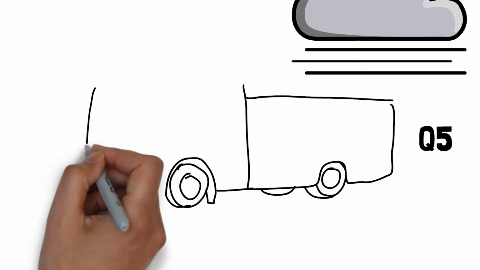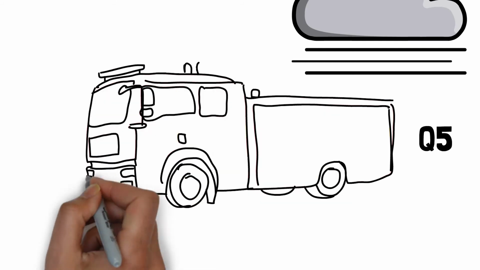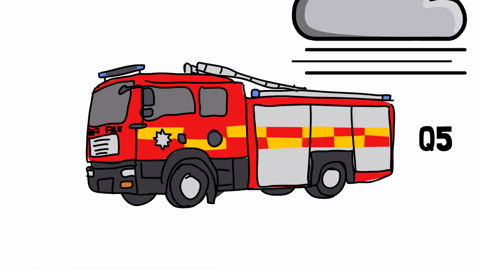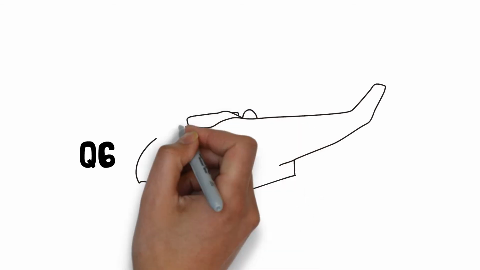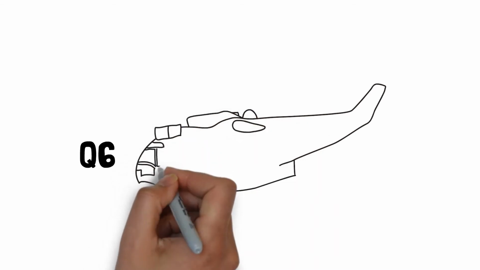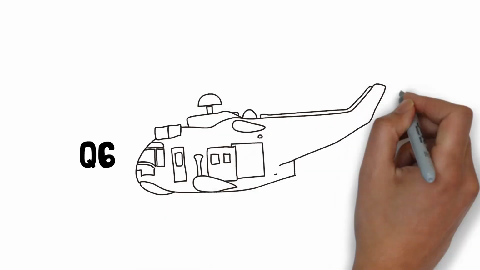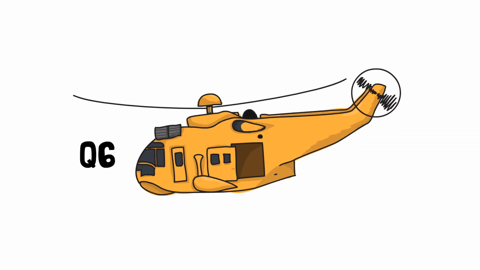Question 5. What type of fire extinguisher would you position near the exit and near the galley? Question 6. What type of pyrotechnic would you use if you were in distress and a search and rescue aircraft was looking for you by day?